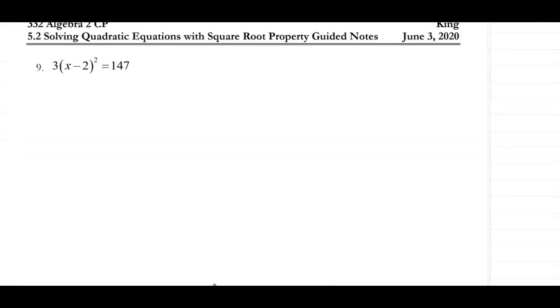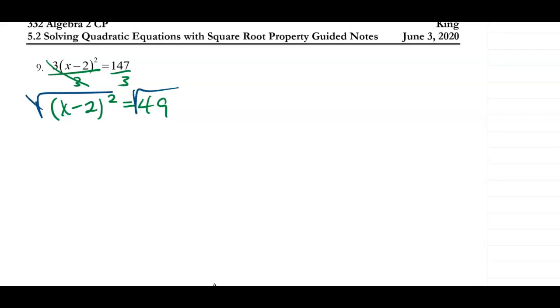On the next problem, the (x minus 2) squared is not isolated. It's being multiplied by 3, so we have to divide by 3 on each side here. So I divide by 3 to isolate it. We get (x minus 2) squared is equal to 49. Now I take the square root of both sides. And when I do that, we're going to get x minus 2 is equal to plus or minus 7. Not 49, 7.